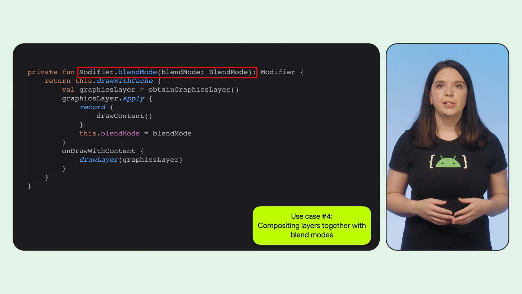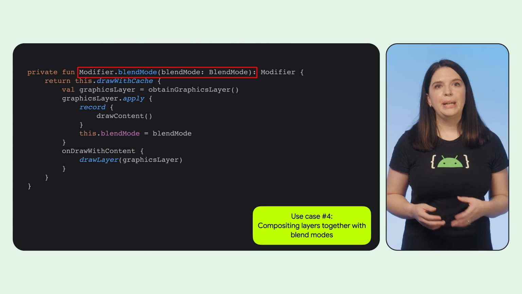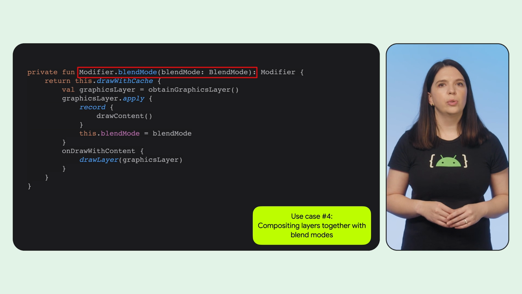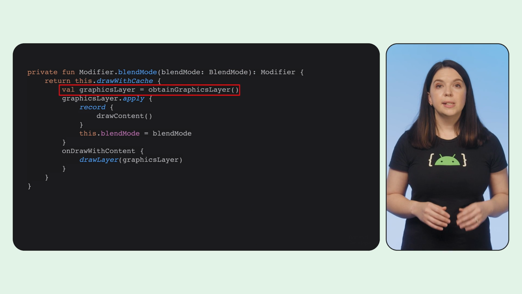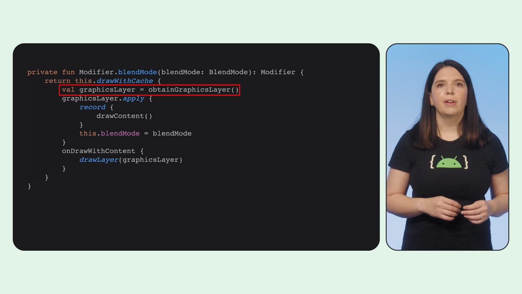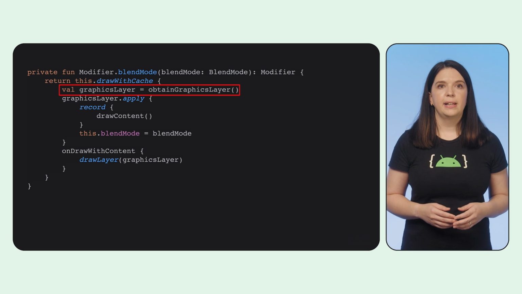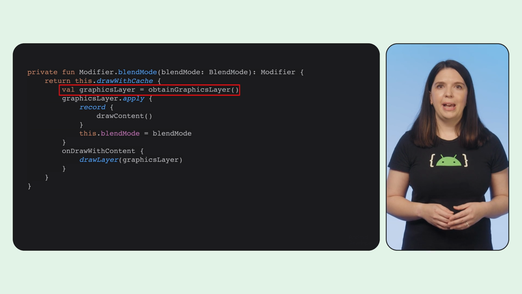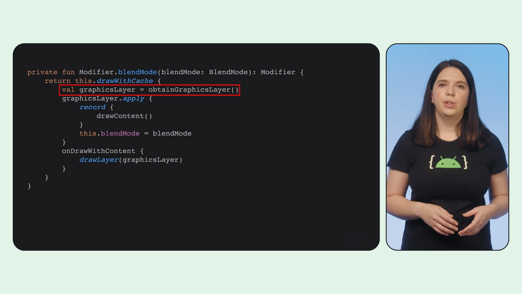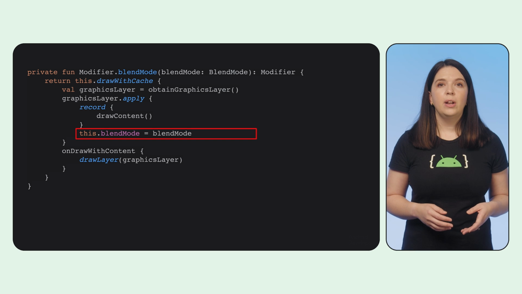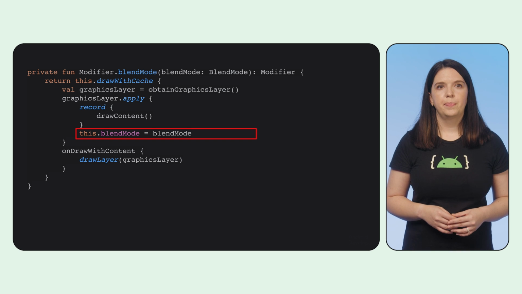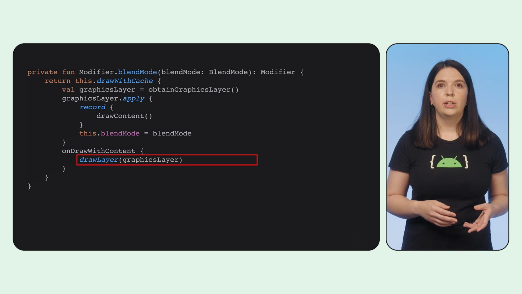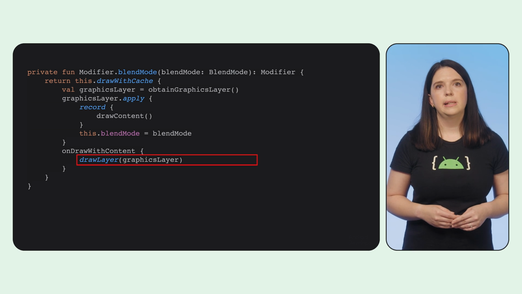Keeping in mind our new learnings of graphics layers, we create a new blend mode modifier by extracting the logic into a reusable modifier. This firstly calls a helper method called obtainGraphicsLayer. This creates a graphics layer object, or reuses a recycled layer, which is similar to remember graphics layer. However, obtainGraphicsLayer can be accessed within a draw with cache modifier, whereas remember graphics layer is accessed within a composable. We can then call record and set a blend mode on the layer. We then draw the layer calling drawLayer in onDrawWithContent.